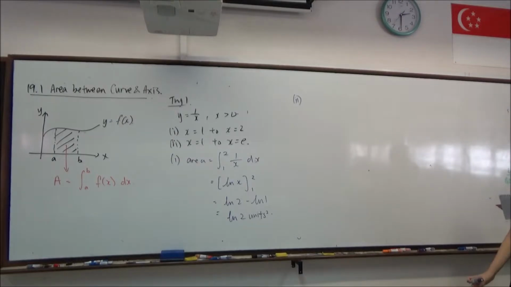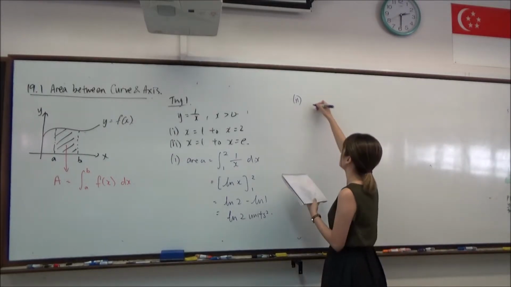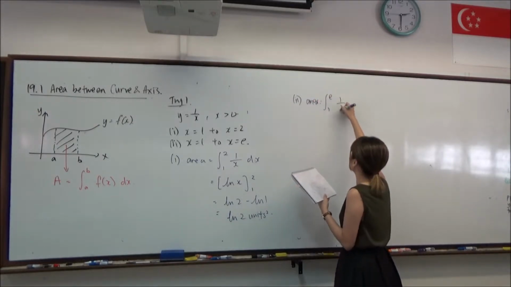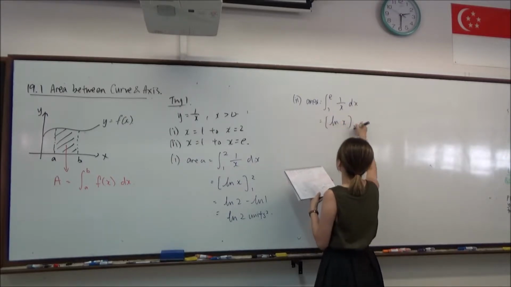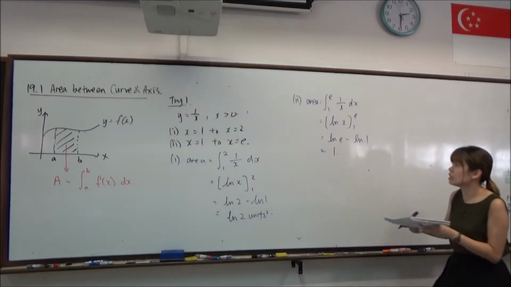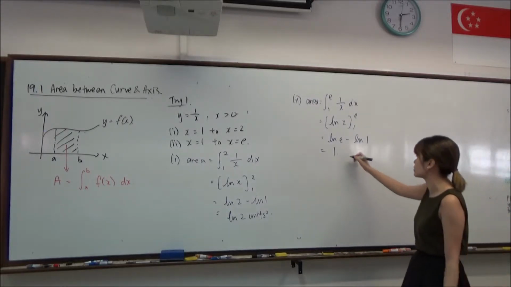Then after that, part 2, we want to find out the area from x equals 1 to x equals e. So area equals 1 to e. Ln e itself is 1, and then ln 1 is 0. So therefore in this case, the area is 1 unit square.